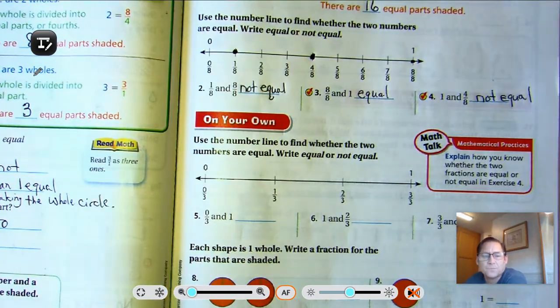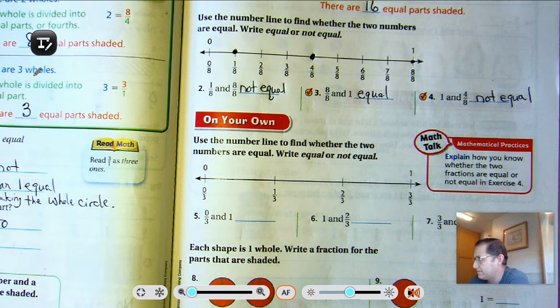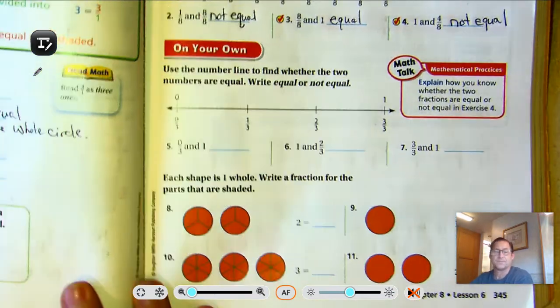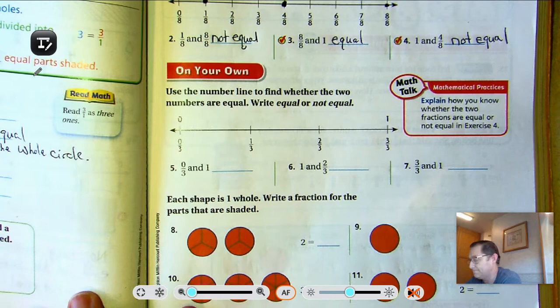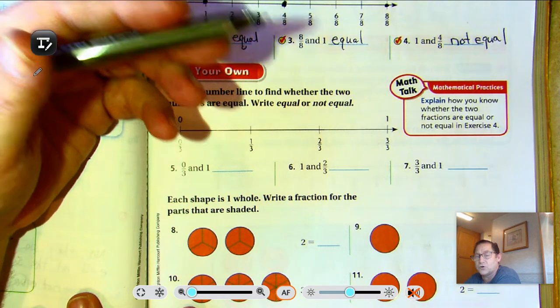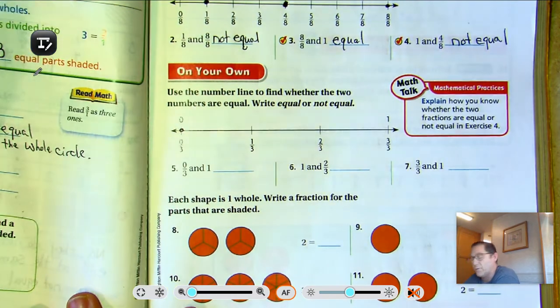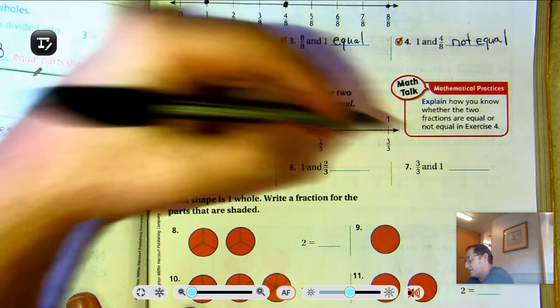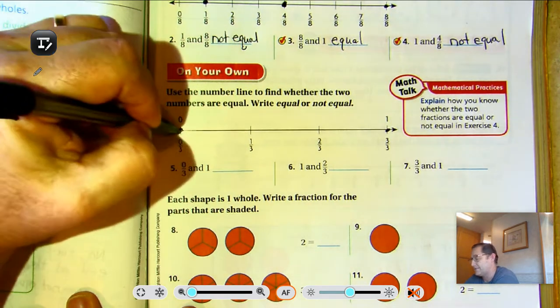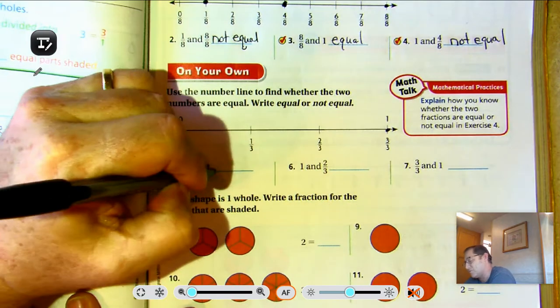Okay. So numbers 5, 6, and 7, use the number line and tell whether the two numbers are equal or not equal. Okay, 0/3 and 1. Find 0/3 on the number line, find 1, and draw them. Draw a point. There's my point for 0/3, and here's my point for 1. If they end at the same point, they're equal. If they're in different locations and end at different points, they're not the same. They're not equal. So 0/3 is here, 1 is on the other end, not equal.